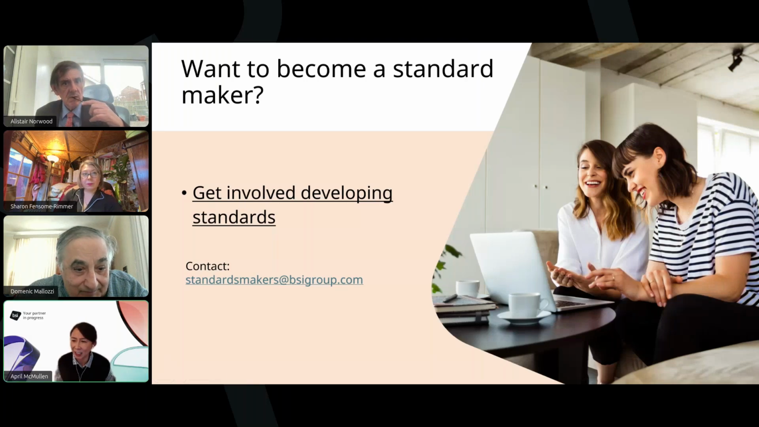And lastly, if you'd like to find out more about how you can get involved in standards making, please do get in touch with your national standards body, which will be BSI for those of you who are based in the UK. You can just click on the link there to find out how you can take part.